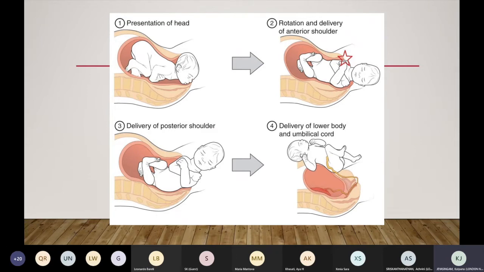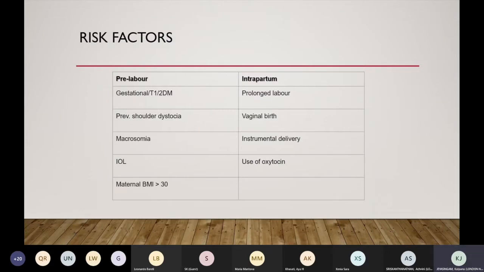So the head comes first, then the baby usually turns around and the shoulder comes out. But as you can see in picture 2, sometimes the shoulder gets stuck against the pubic bone, and there might be a difficulty in getting the child out, and that's when injuries can happen. What are the risk factors?